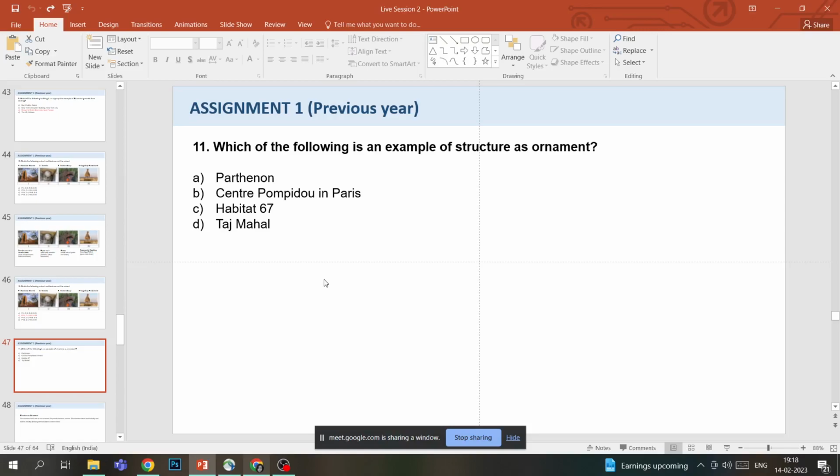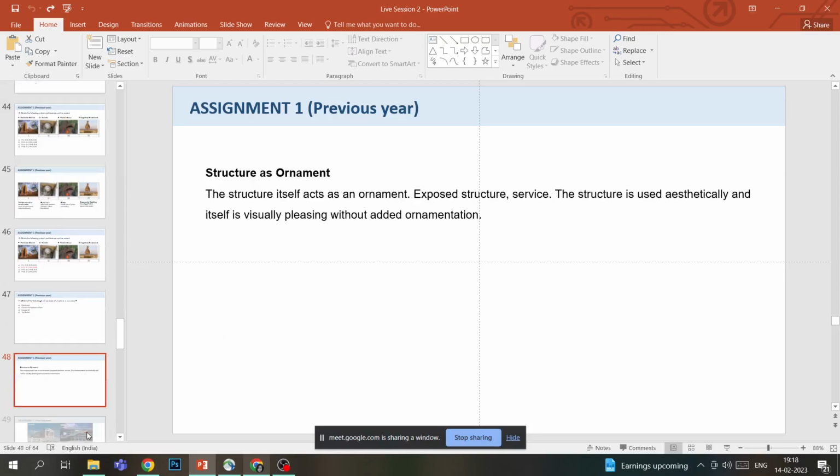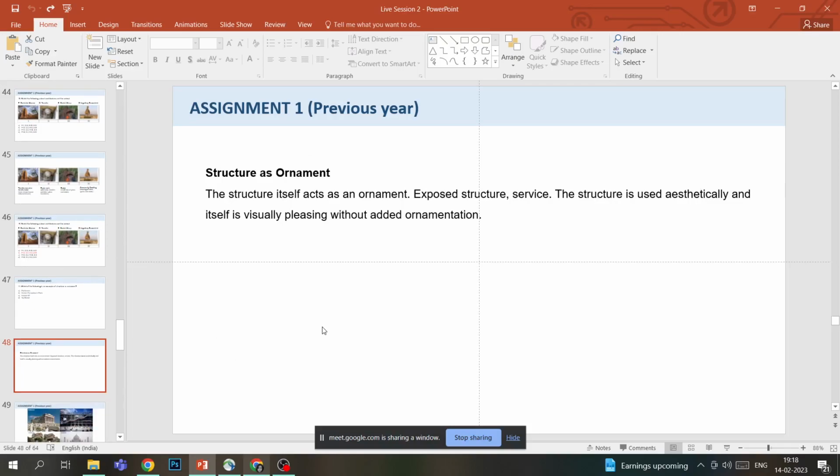Which of the following is an example of structure as ornament? As I have already explained what structure as ornament means, in this case the structure itself acts as an ornament. It is usually characterized by exposed structure or exposed surfaces, and it is used aesthetically and is itself visually pleasing. You don't need to add ornamentation on top because the structure itself is being used as an aesthetic form.